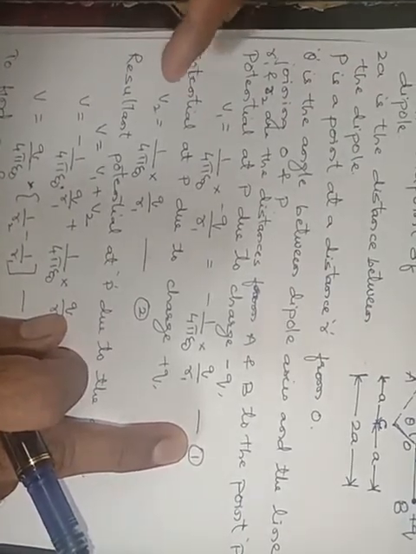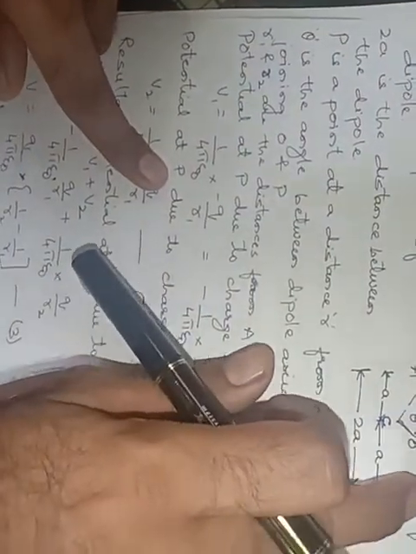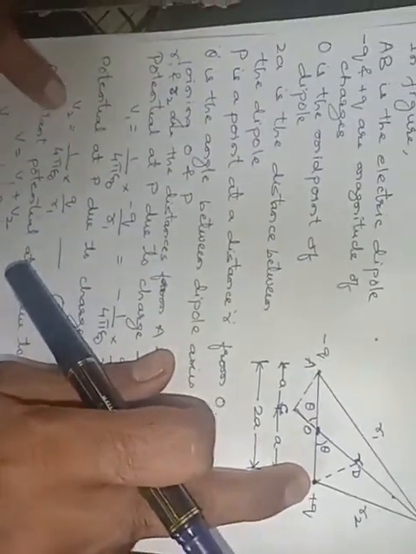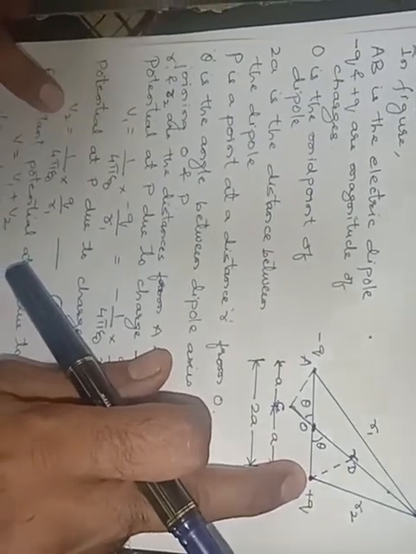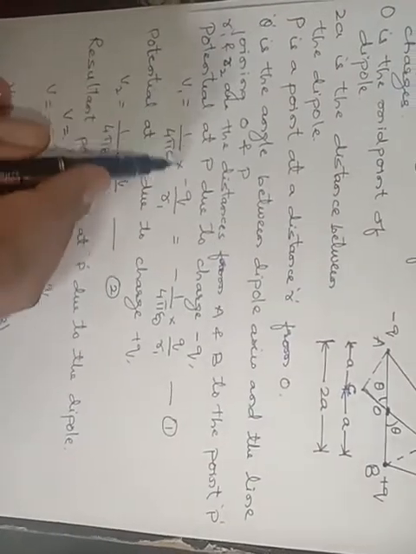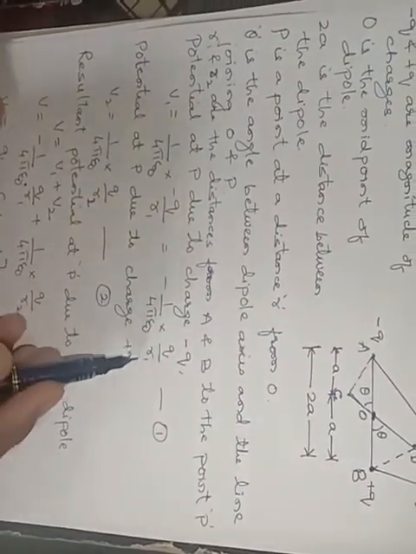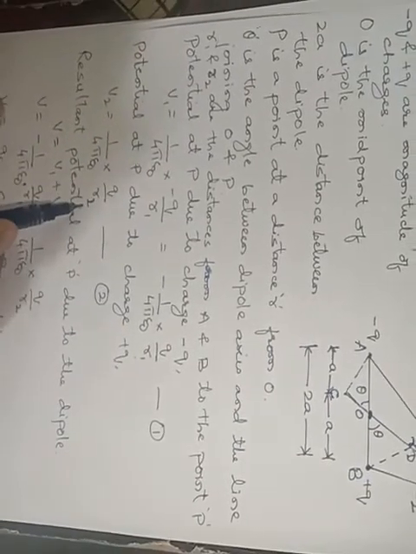Similarly, now we have to calculate the potential at P due to the charge plus Q. That potential is called V2. So V2 will become what? The formula is 1 by 4 pi epsilon naught Q by r, but r is the distance, which is R2. Clear? So V1 is equal to minus 1 by 4 pi epsilon naught Q by R1, and V2 is equal to 1 by 4 pi epsilon naught Q by R2.